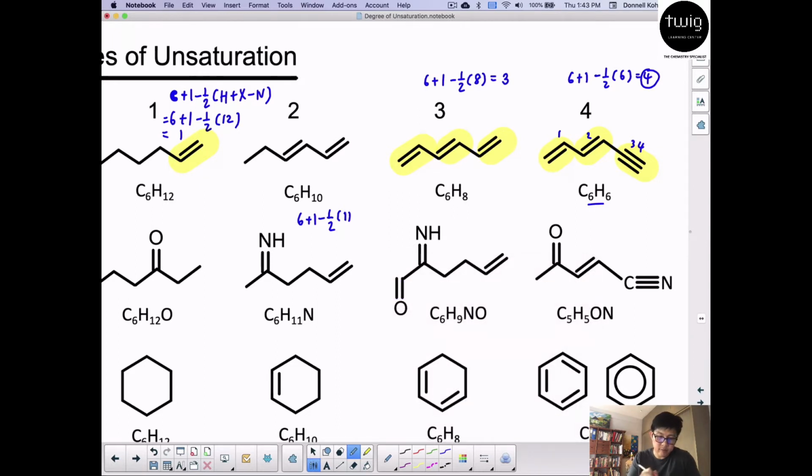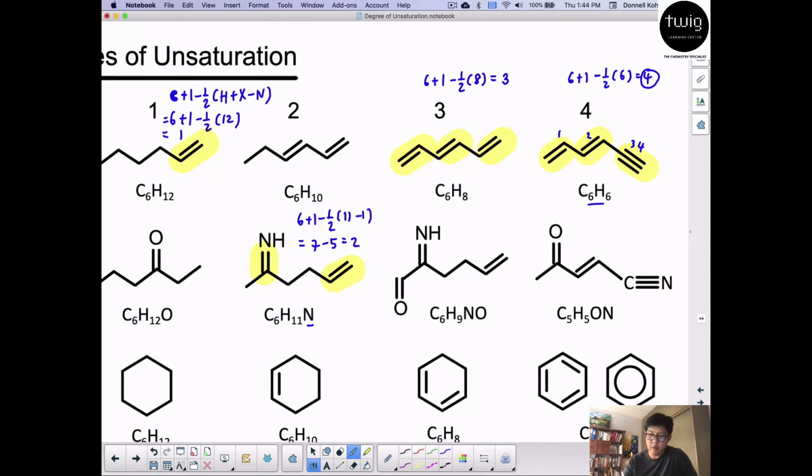Okay, so it's 11. All right, there's 1 nitrogen, so minus 1. So what does this give you? 7 minus 5 equals 2. So really, if you look at the structure, there are actually 2 double bonds. All right, let's try one more.